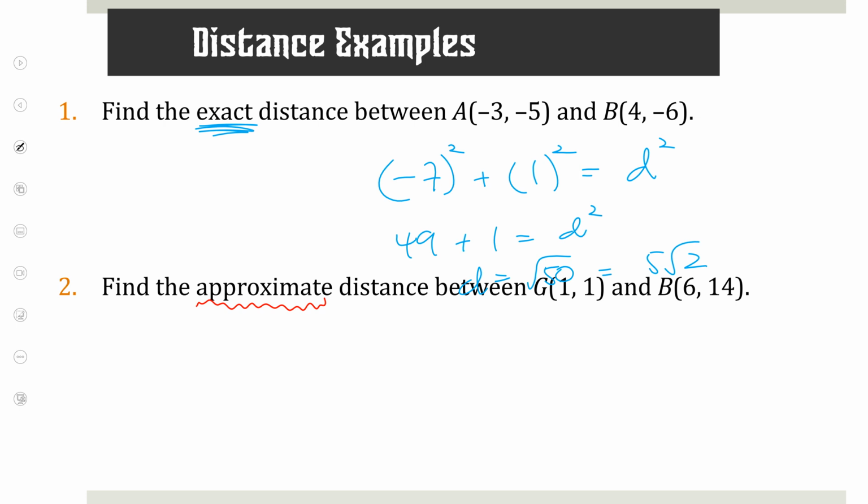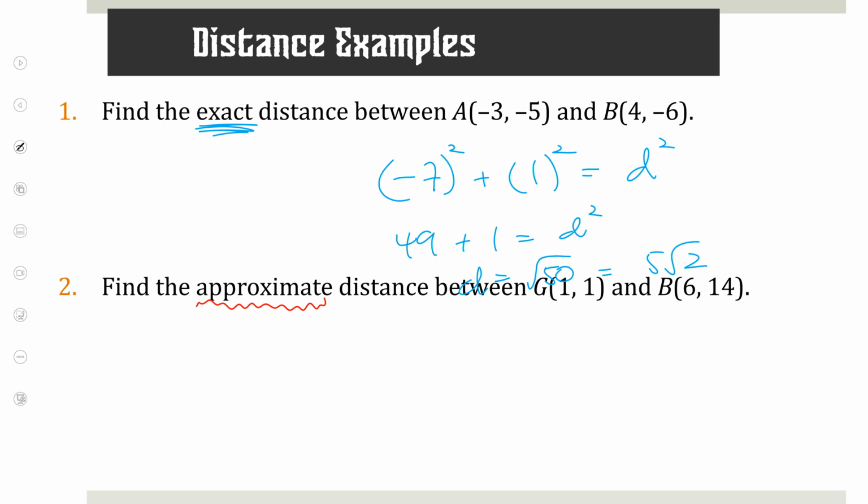What's the answer? Victoria, what's the answer? 13.93. Say it loud, say it proud. 13.93. Do you all agree? Yes. Do I need to go over that? Yes? Okay, so what, Victoria, what method, did you use my method or did you use the formula?